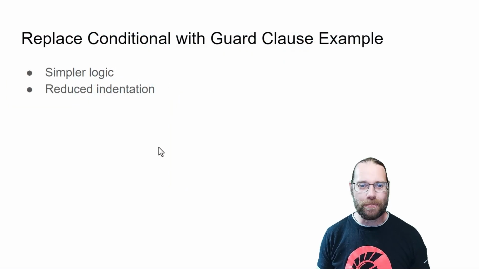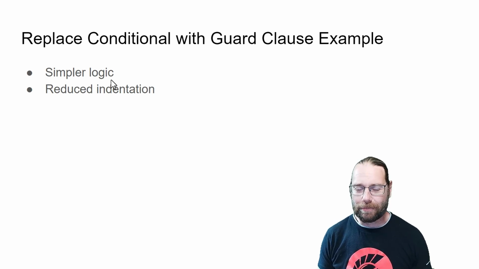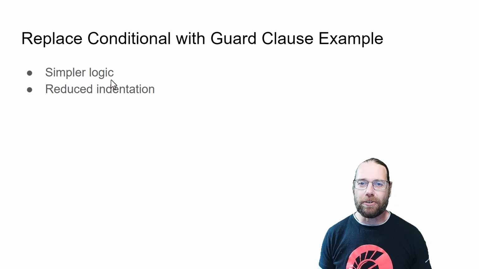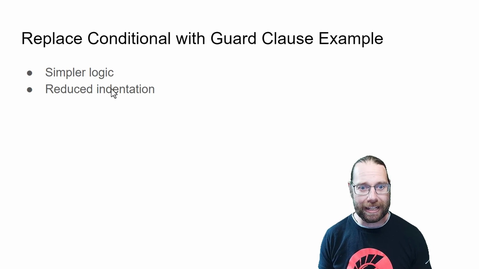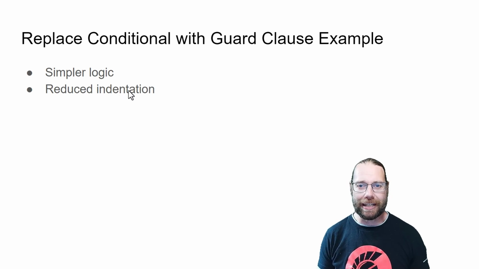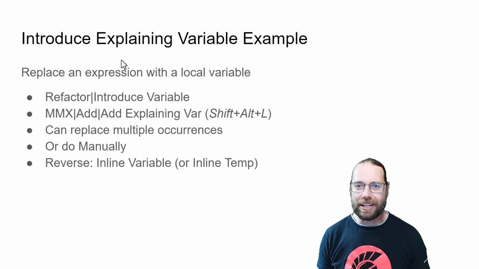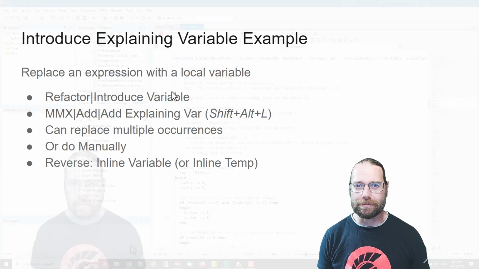So that was our first example, replace conditional with guard clause. And we've somewhat simplified the logic and reduced the indentation, both of which make the code easier to read and maintain. Now, the logic isn't actually simpler, but the layout of the code is easier to read, particularly if you are familiar with guard clauses and can spot them pretty readily. Our next example is introduce explaining variable, and we do this to make the code more readable. So let's take a look.